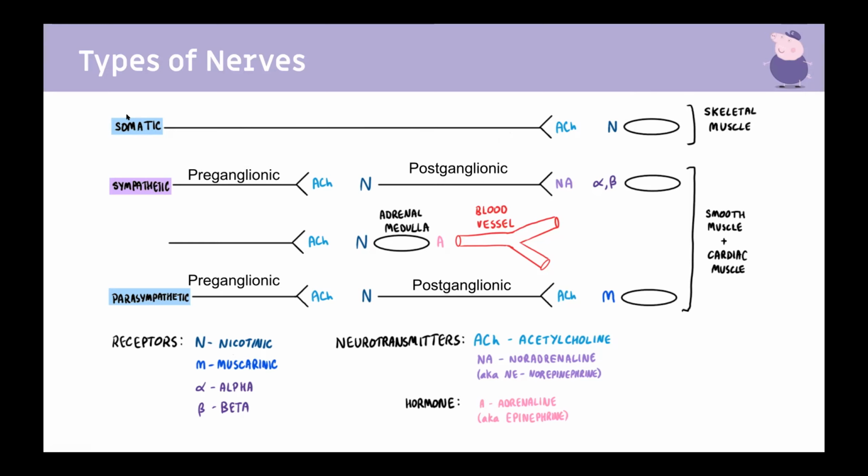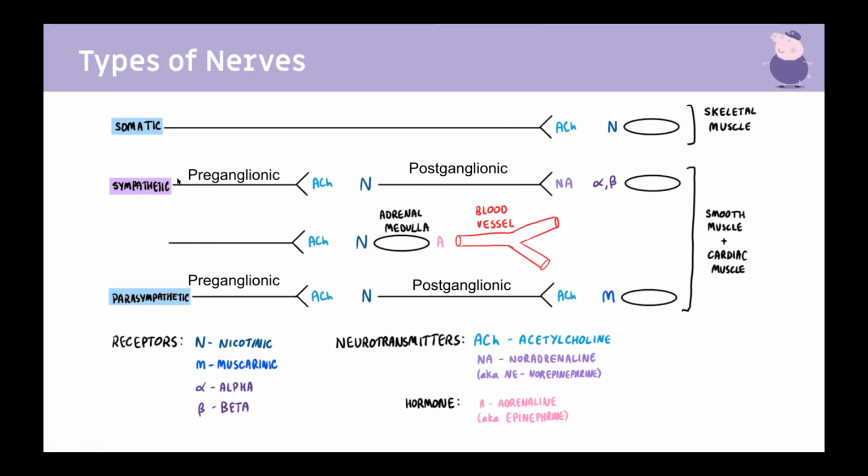Basically, whenever a nerve releases acetylcholine at its end, it's considered a cholinergic nerve. That's why the somatic nerve at the top is cholinergic, as well as the parasympathetic nerve, which, as you can see at the very end, also releases acetylcholine, so it's also considered cholinergic. Then you have sympathetic nerves, which have noradrenaline or adrenaline released at the endpoints, and those are considered your adrenergic nerves.